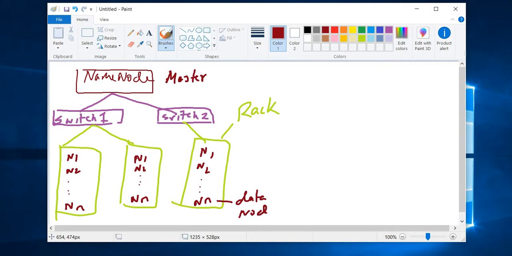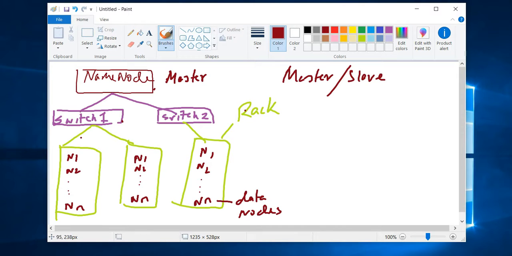data nodes. So we already know, or we already learned that we have a name node, we have data node, we have racks, and we have switches, okay? The architecture is called the master-slave architecture. And in this case, you can obviously understand that name node is the master node and the data node is the slave nodes, or the slave is the data node.